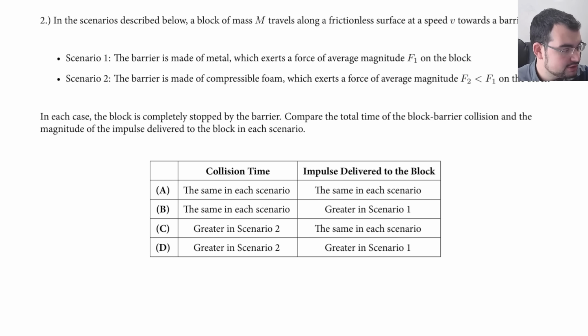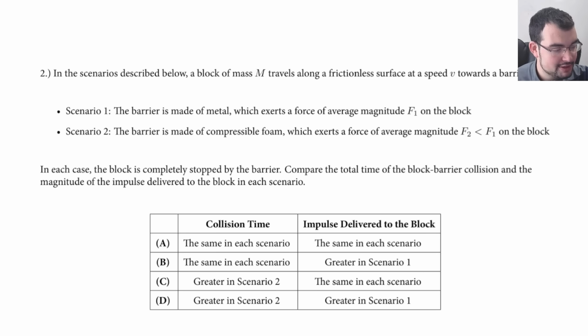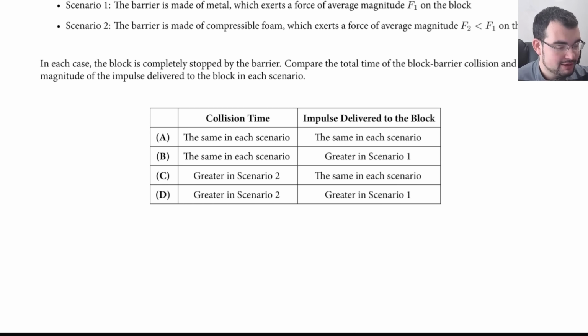All right, in the scenarios described below, a block of mass m travels along a frictionless surface at a speed v towards a barrier. We have two different barriers. One barrier is made of metal, and the force exerted is F1. In the second scenario, the barrier is made of foam, and the force is F2, which, because it's made of foam, is less than the force exerted from metal. So we're comparing the collision time and the impulse delivered to the block.